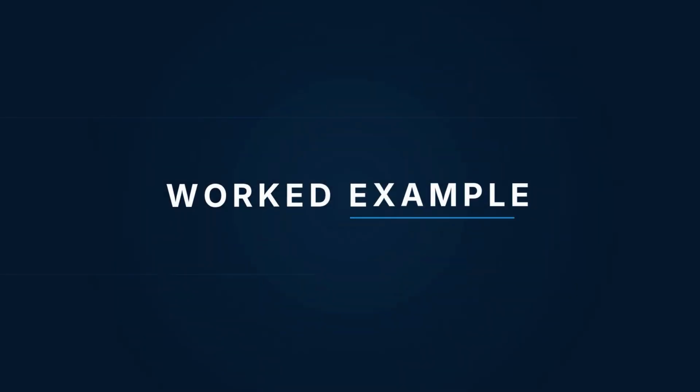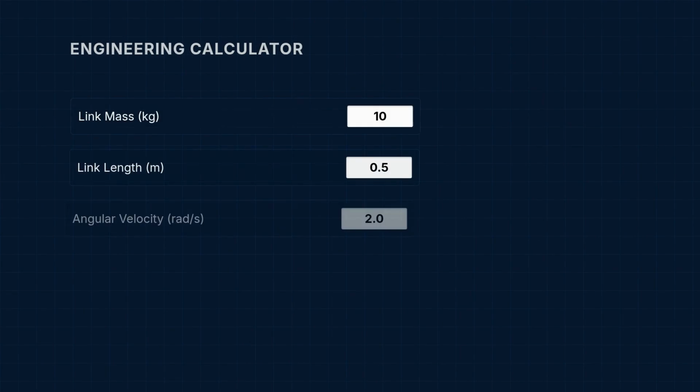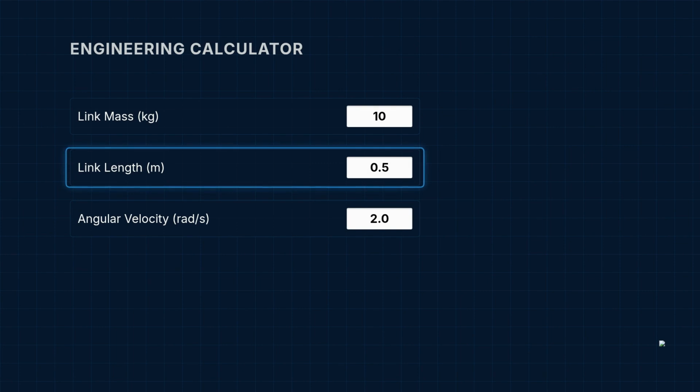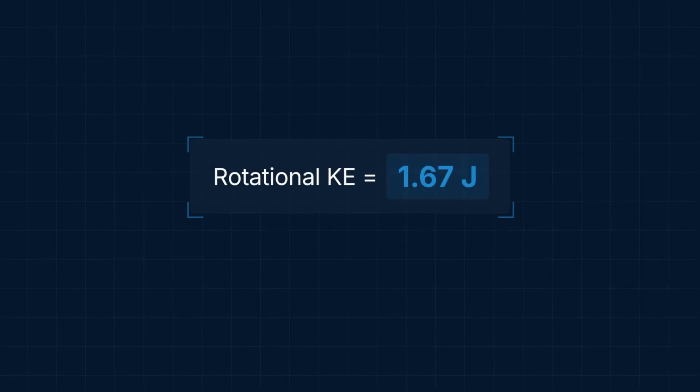Let's work through an example. With a link mass of 10 kilograms, a link length of 0.5 meters, and an angular velocity of 2.0 radians per second, click Calculate Kinetic Energy. The results show rot.ke equals 1.67 joules, representing the rotational kinetic energy around the pivot.